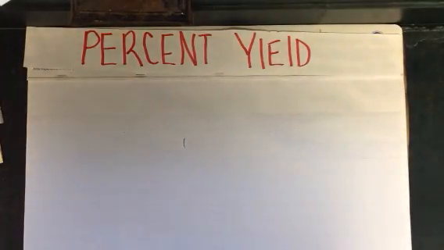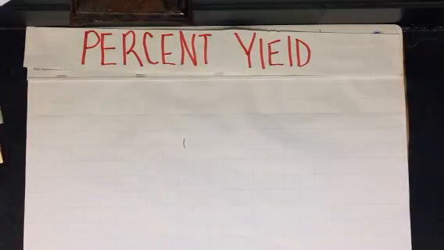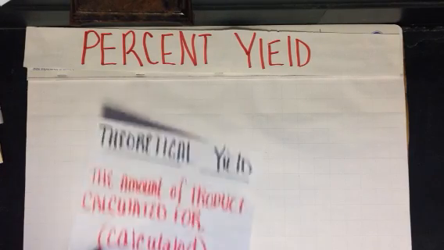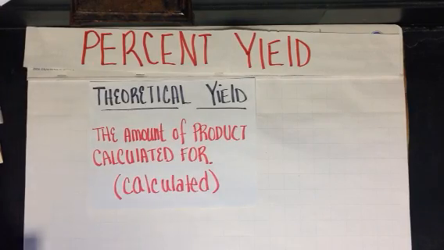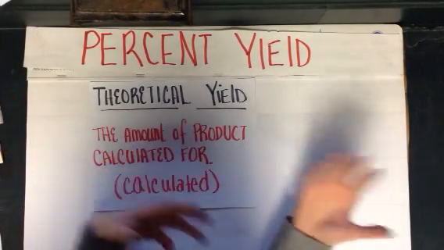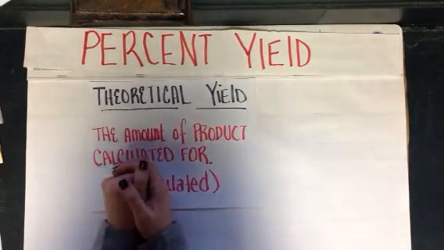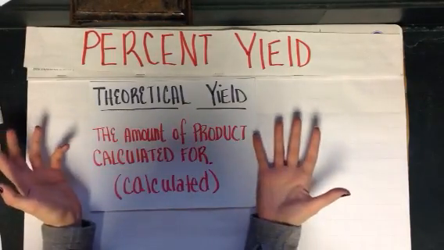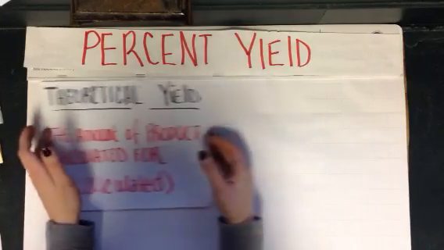Video about percent yield. Percent yield is a concept that we're going to calculate both on paper and in lab. Before we can begin that, let's talk about two important vocabulary words: theoretical and actual. Theoretical yield is the amount of product calculated for, meaning if I react things together, how much of the product will I make? That's the theoretical yield. If theoretically everything goes right in lab, that's the amount you should get, okay?